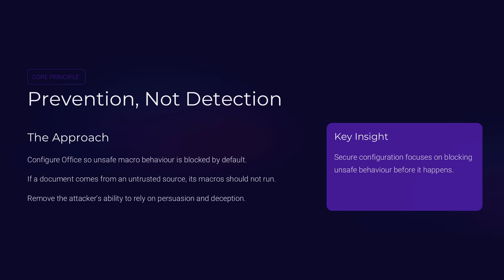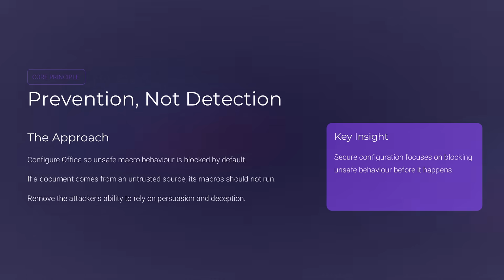Secure macro configuration does not mean disabling all macros everywhere. That is a common misconception and one of the reasons organizations resist this control. The goal is not to break business processes. The goal is to restrict macro execution to trusted controlled scenarios. Macros that are genuinely required can be signed, centrally managed, or restricted to known locations and users.